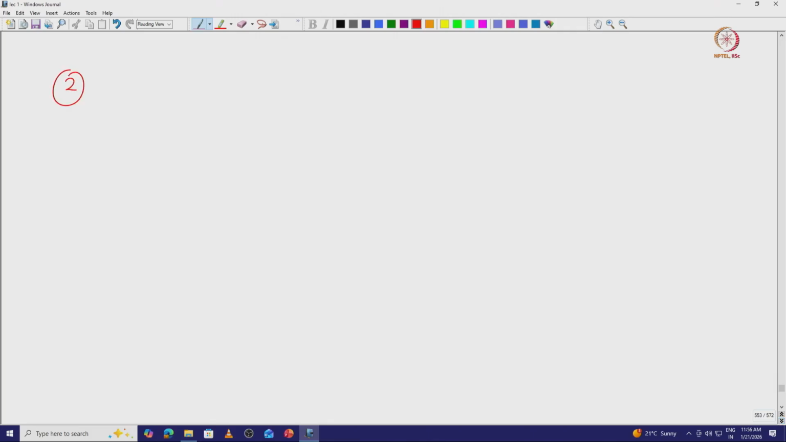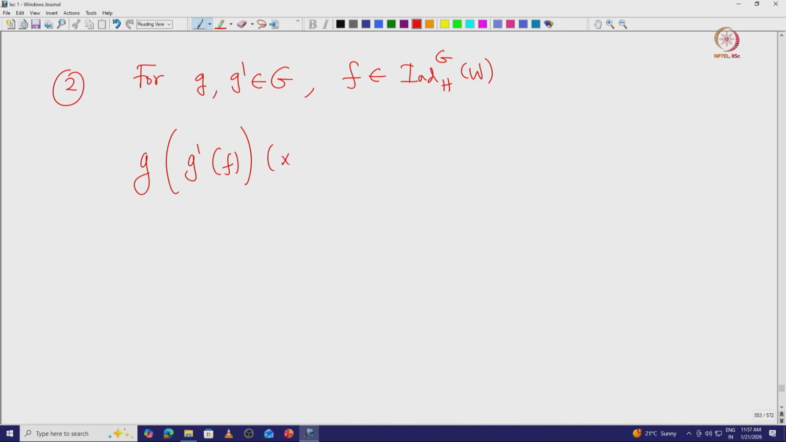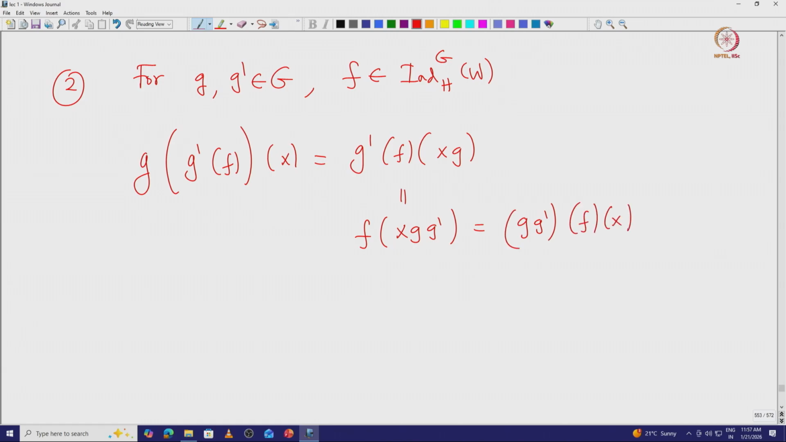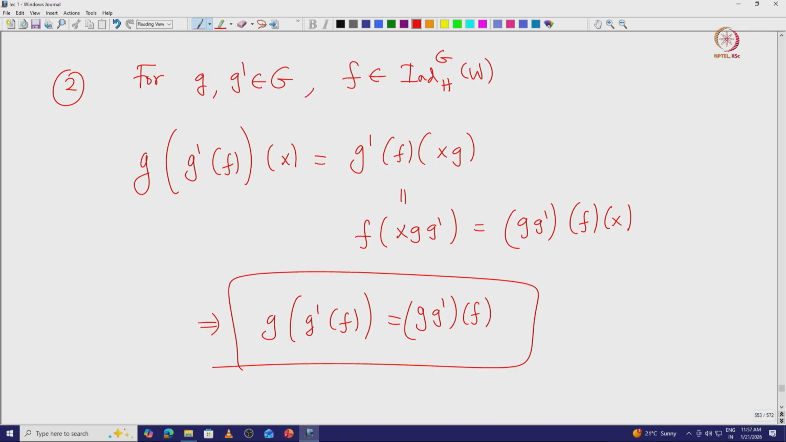So, now the second thing is the action is indeed a G action. So, for that let us take g dash from G, and f from this induction again. Then look at g of g dash of f and then evaluate at x and see what happens. So, this is exactly equal to g dash of f of x g, which is exactly equal to f of x g g dash, which is exactly equal to g g dash of f of x. So, this proves that g of g dash of f is exactly equal to g g dash of f. So, this proves that the action that we defined is indeed a G action and the induction is indeed a G representation.